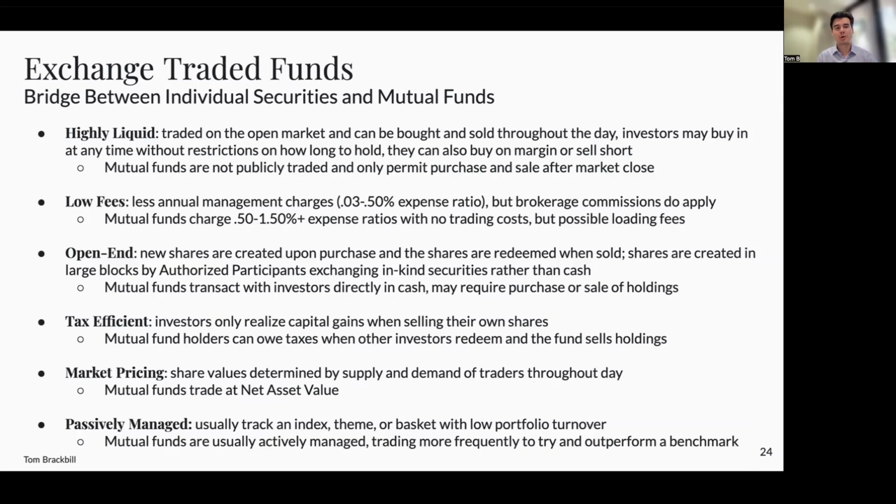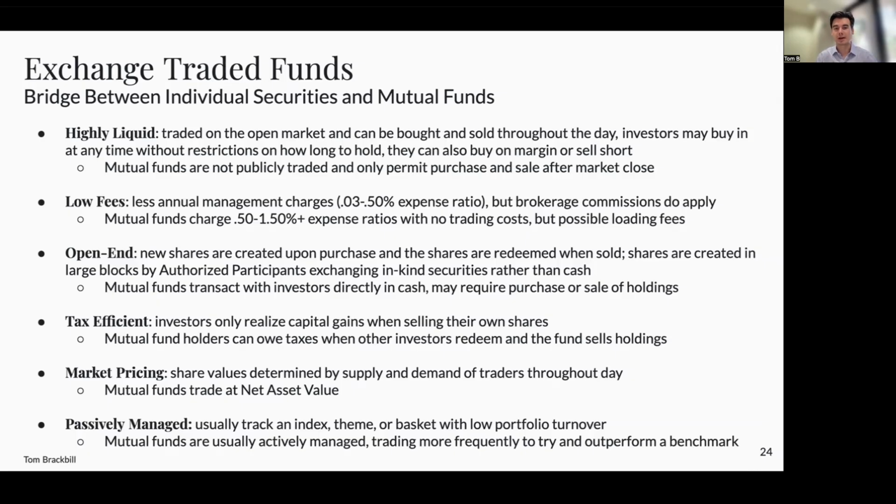ETFs are almost always open-end. This means new shares are created upon the purchase, and the shares are redeemed when sold. These shares are created in large blocks by authorized participants exchanging in-kind securities for these new shares rather than cash. On the other hand, mutual funds transact with investors directly in cash, which may require the purchase or sale of holdings upon redemption.